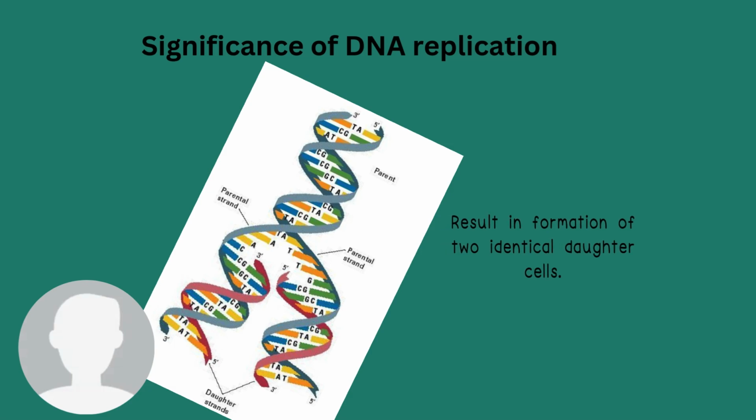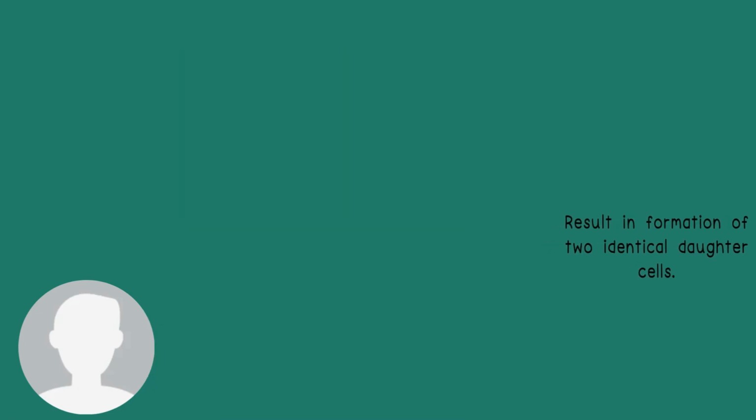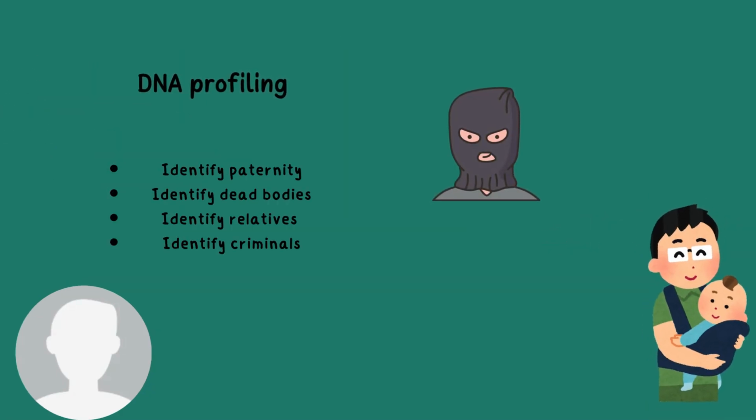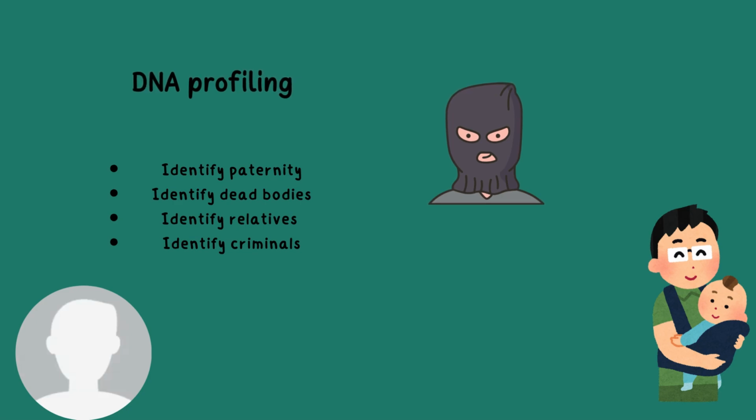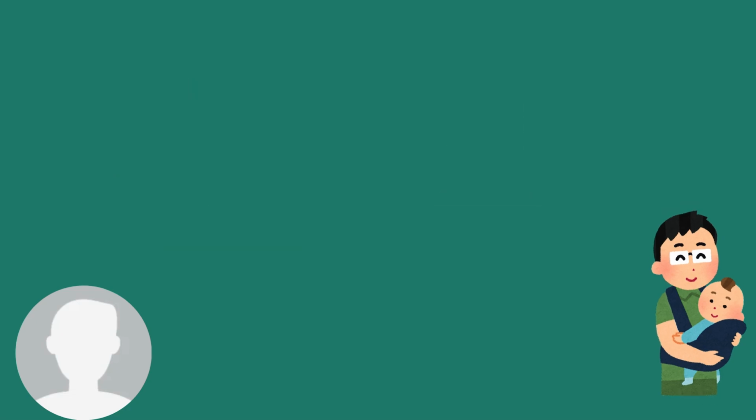So there's a significance of DNA replication. It results in the formation of identical daughter cells. Then we've got DNA profiling. DNA is very important, guys. It is used to identify paternity, bodies, relatives, criminals. That is very, very important.